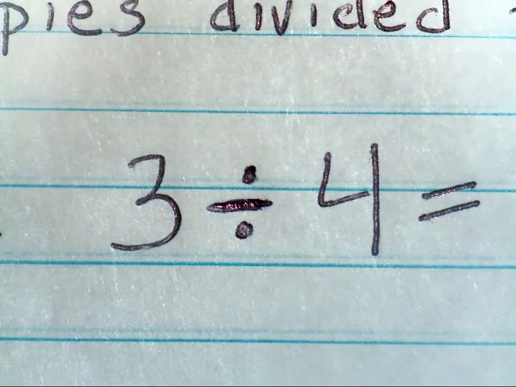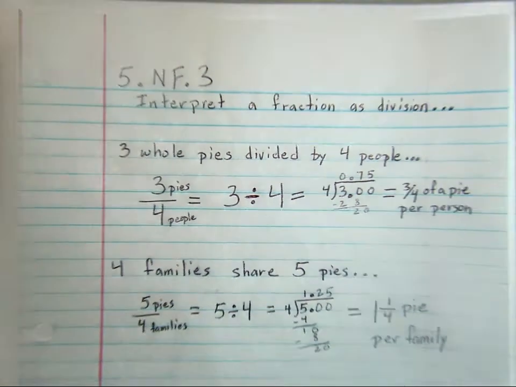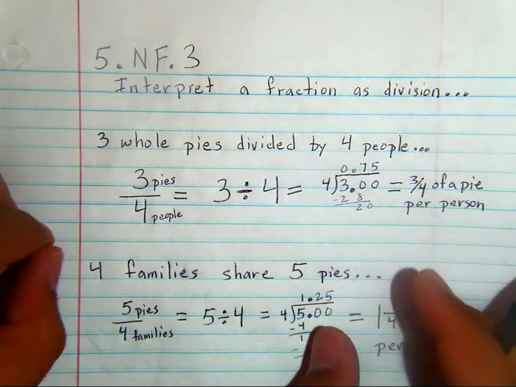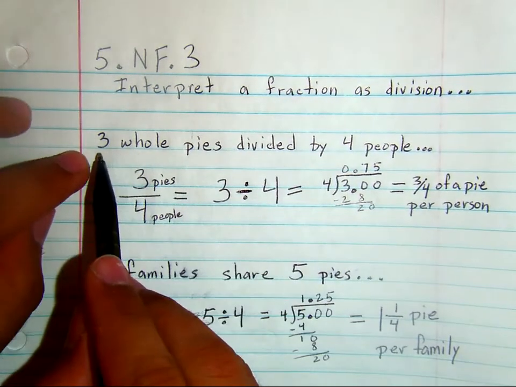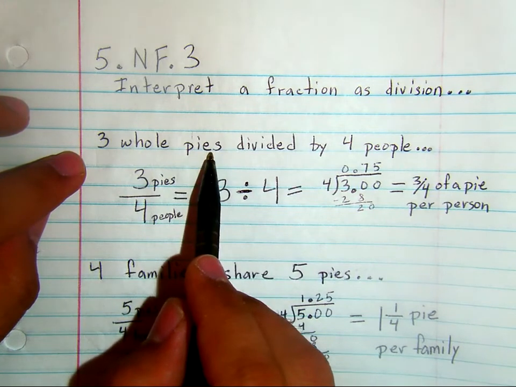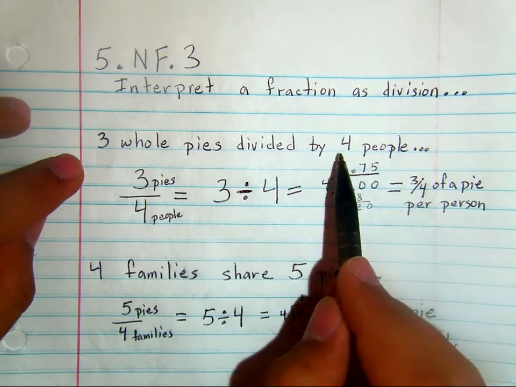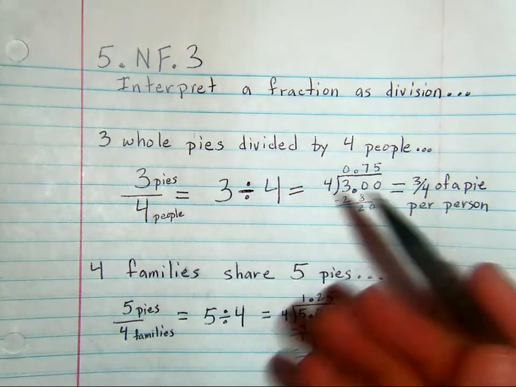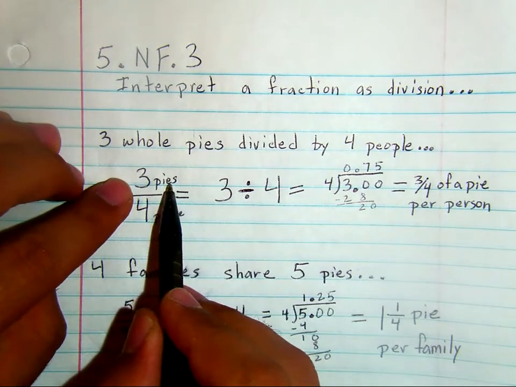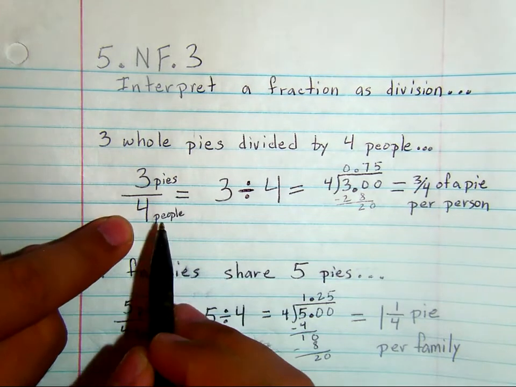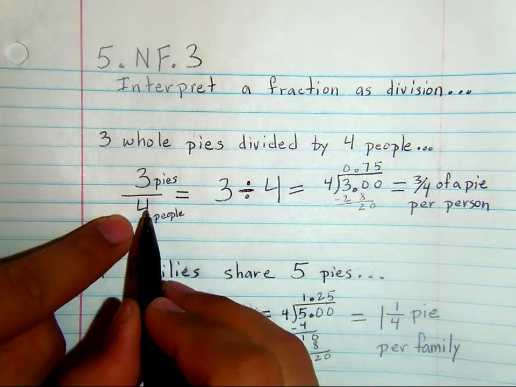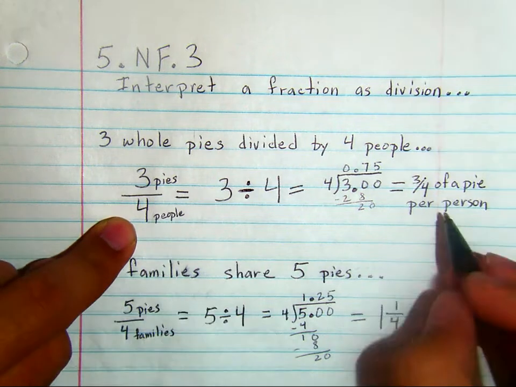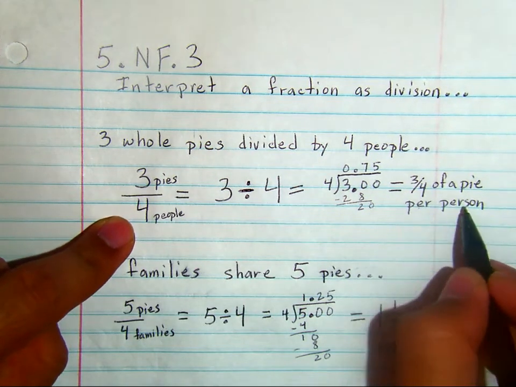And when you start to look at it that way, you start to see that division is very similar to what a fraction is. So if we look at this first example, 3 whole pies divided by 4 people. How much pie will each person get is the question here. So you have 3 pies, and you're dividing it by 4 people because you want to know how much one person is going to get. You want to know how much per one person.